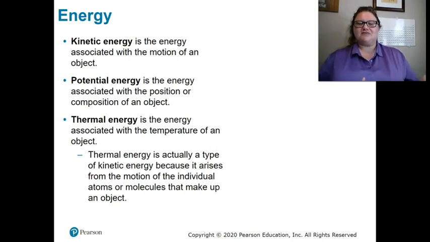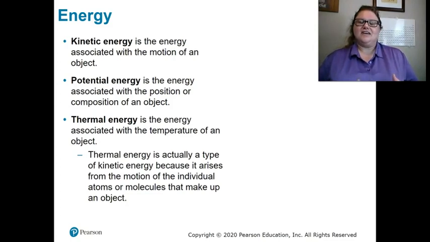We have 3 different types of energy that we will talk about in this class. There are other types of energy that are beyond the scope of this class, so we're focusing on these. So kinetic energy: kinetics is the energy of movement. So if particles are moving, they have kinetic energy.